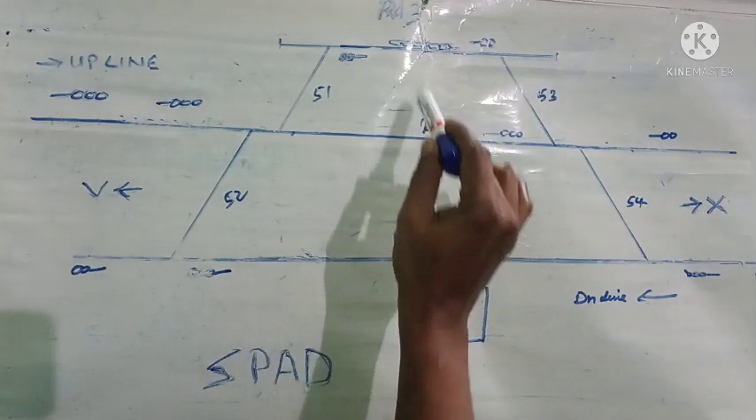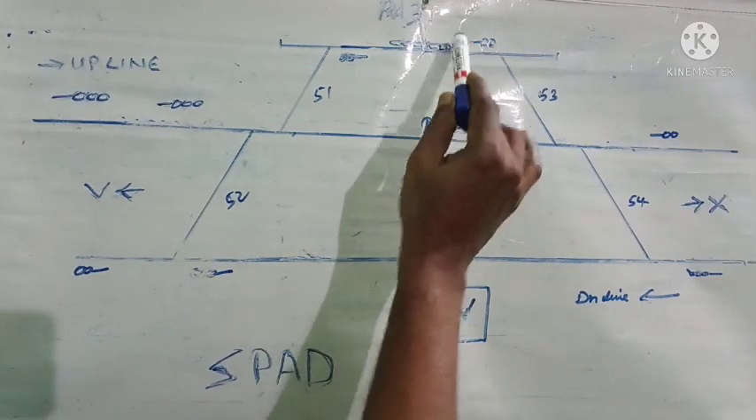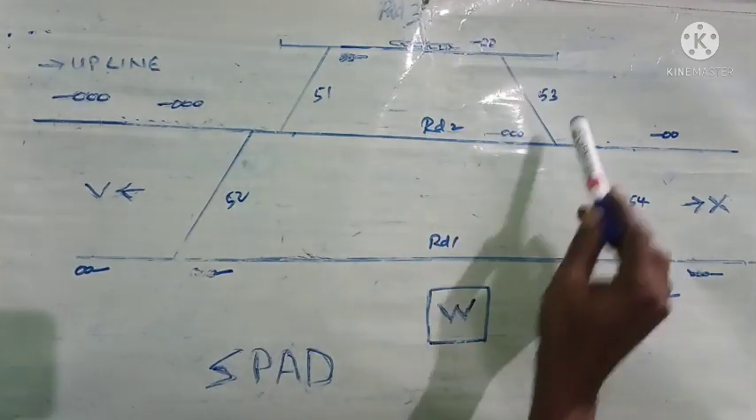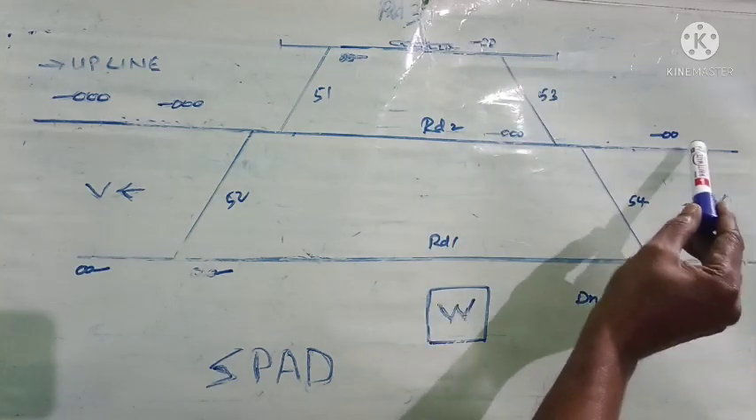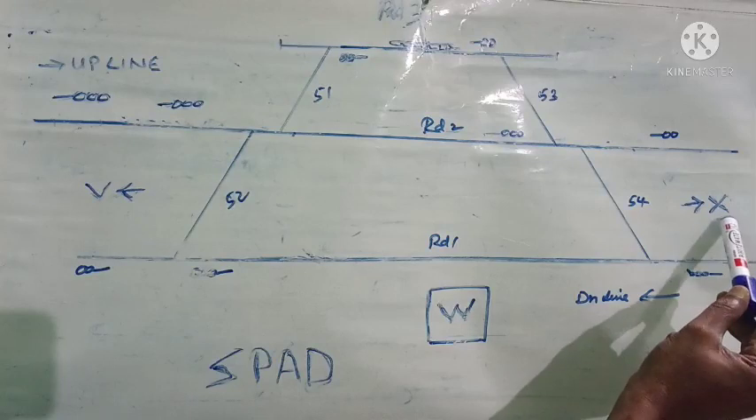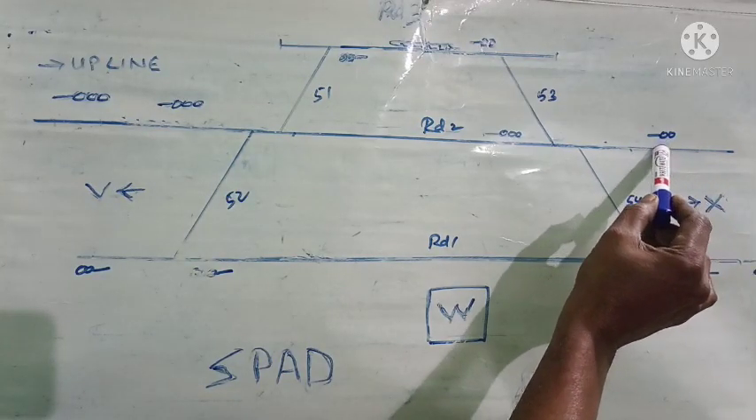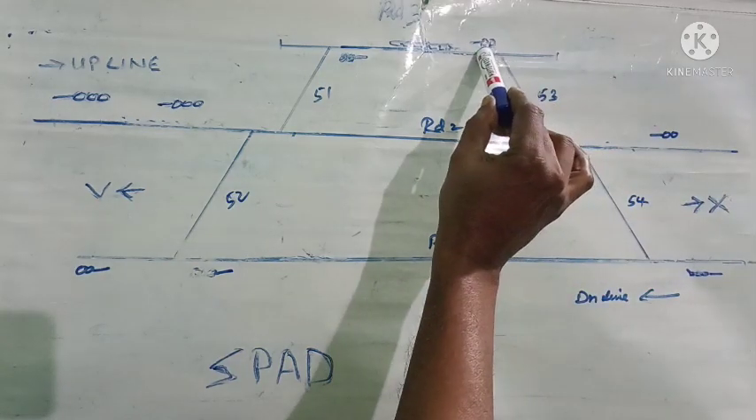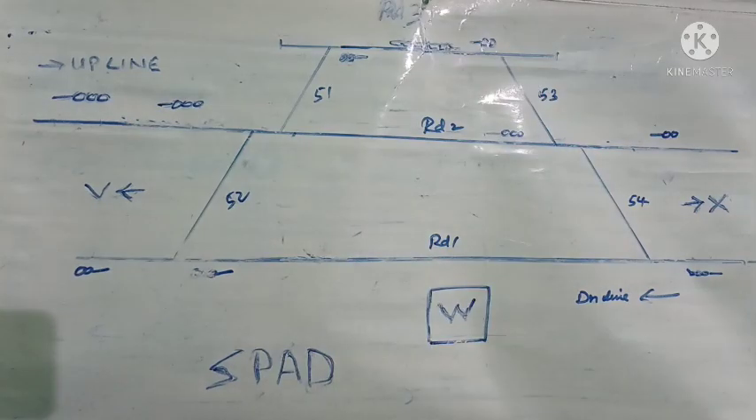Now let us say that our train is on road 3. Now it is to be started from road 3 towards this up direction. For dispatching this train, the advanced starter is taken off, that is, after getting line clear from station X, station master W has taken off the advanced starter, it is green now, and he has taken off the starter for road 3, that is yellow now. That is the position.